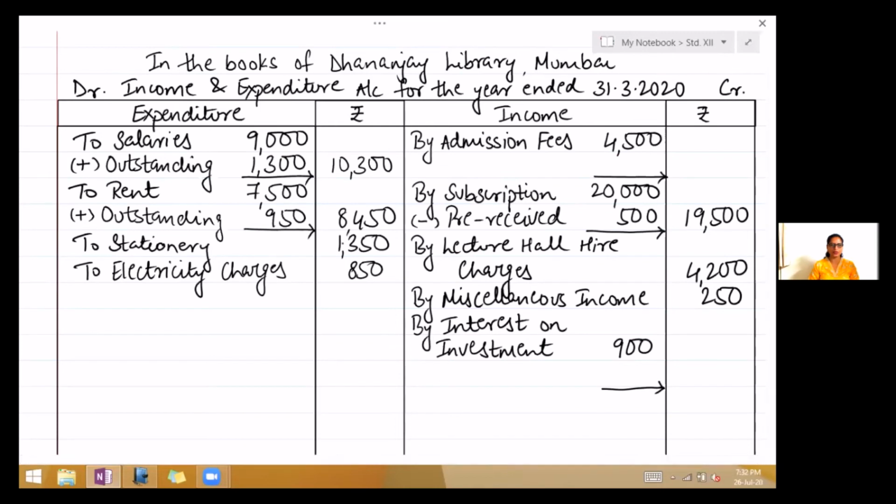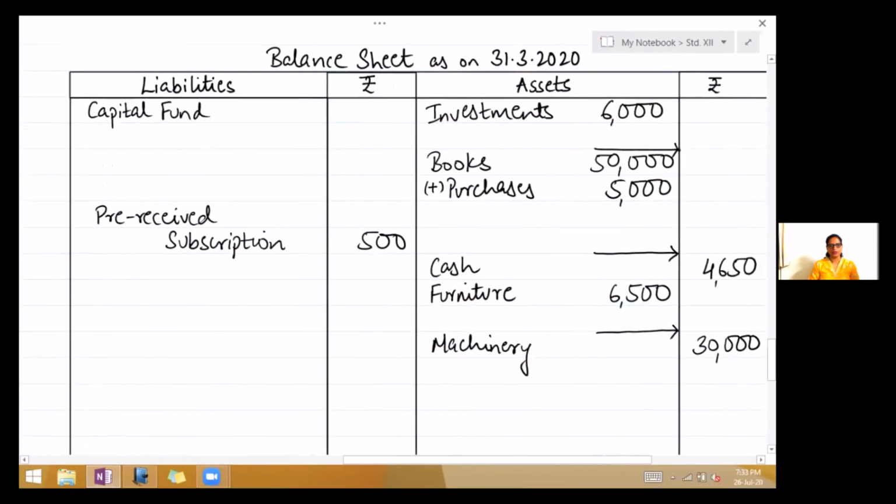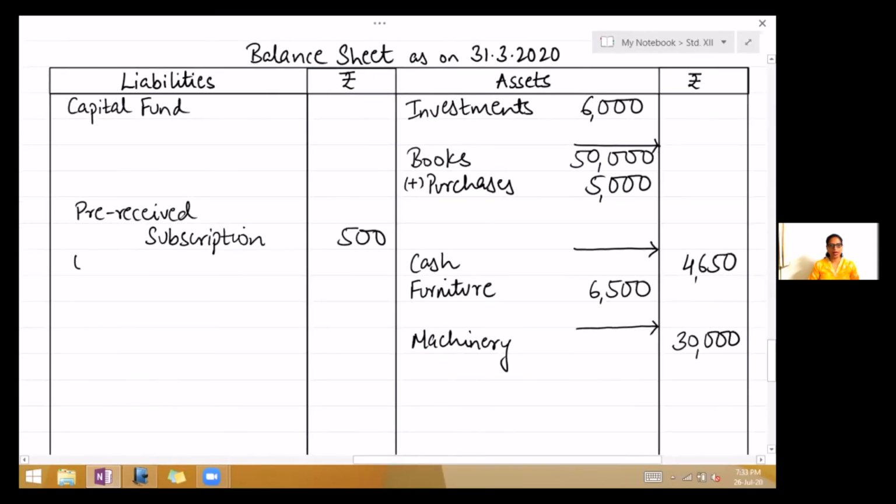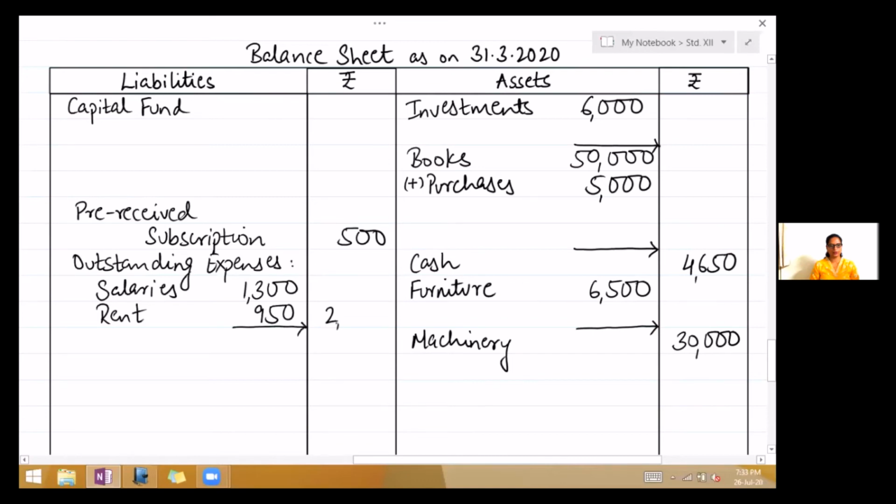Now both the expenses were outstanding. The second effect will now come on the liability side of the balance sheet. So here you will write outstanding expenses, below that write salaries 1300, rent 950, take the total to the outer column, 2,250.